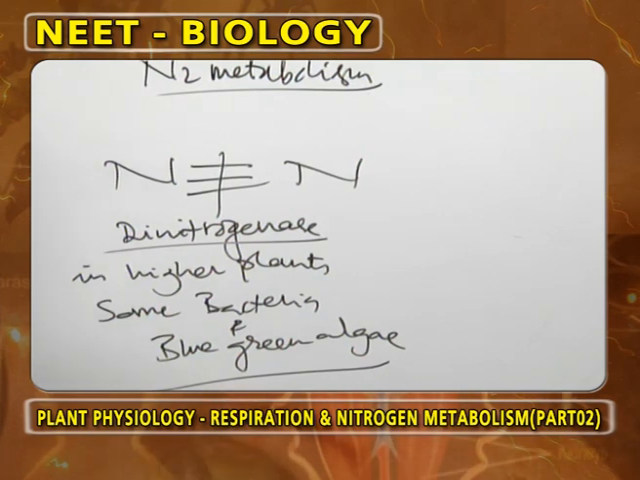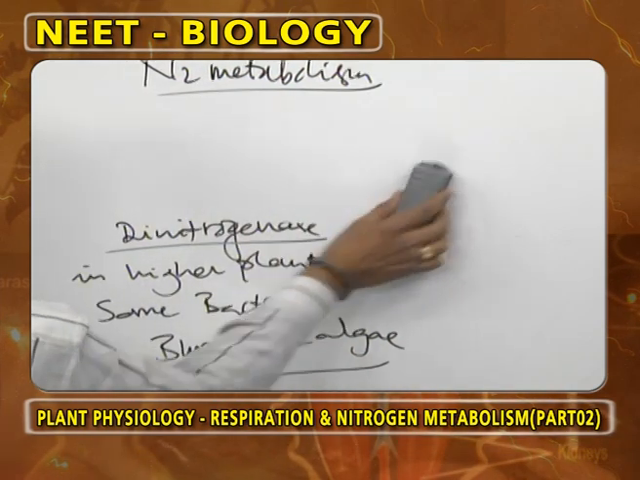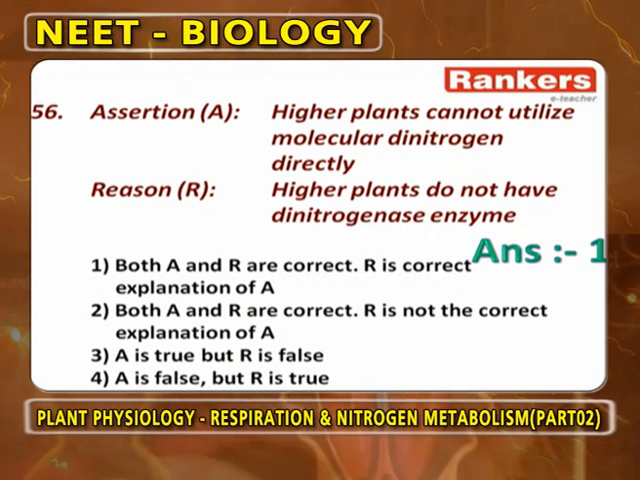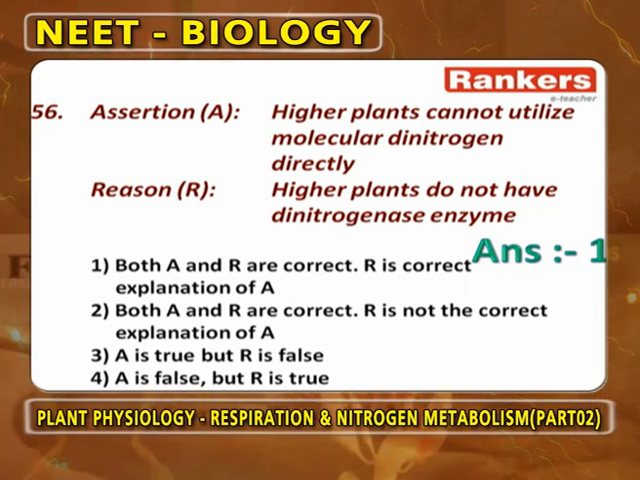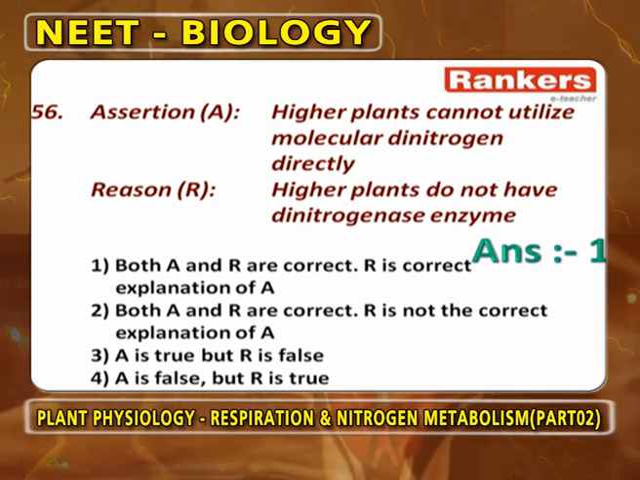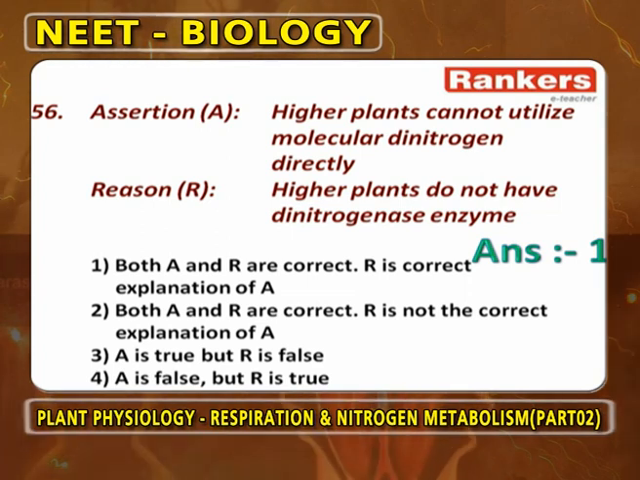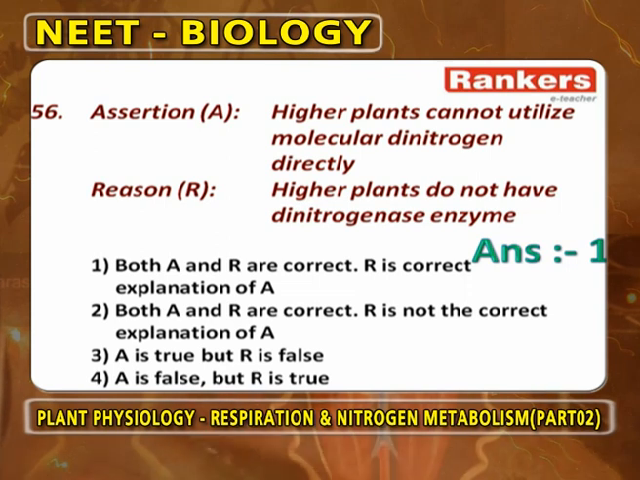Higher plants cannot absorb molecular nitrogen. Why? Because higher plants do not have that particular enzyme called dinitrogenase. So the statement that higher plants cannot utilize molecular nitrogen directly is correct, because they cannot break the strong triple bond. Higher plants do not have the dinitrogenase enzyme is also correct. So both A and R are correct, and R is the correct explanation of A, first option.